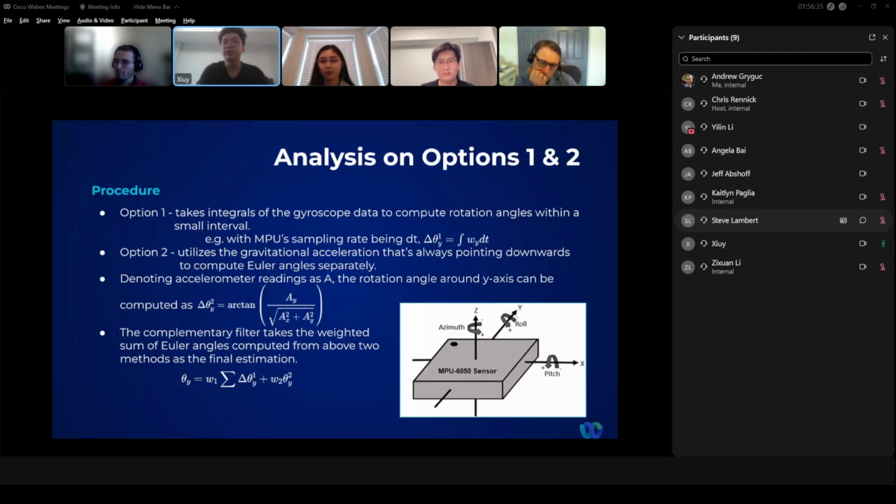Option 2 makes use of the accelerometer readings, which has a constant gravitational acceleration of 9.8 meters per second squared. When the MPU stands still horizontally, the accelerometer will read 1 g of acceleration in its z-axis. When the MPU is rotated, its gravitational acceleration will be split to the x and y axes, which could be used to compute Euler angles through trigonometry. Option 2 then takes the estimation from option 1 and fuses the estimations through a weighted sum, where results from option 1 have a much higher weight than the other.